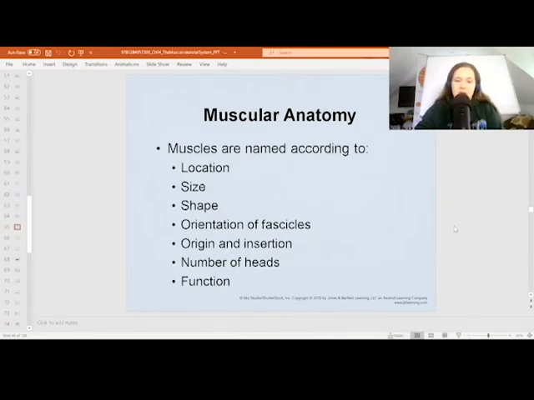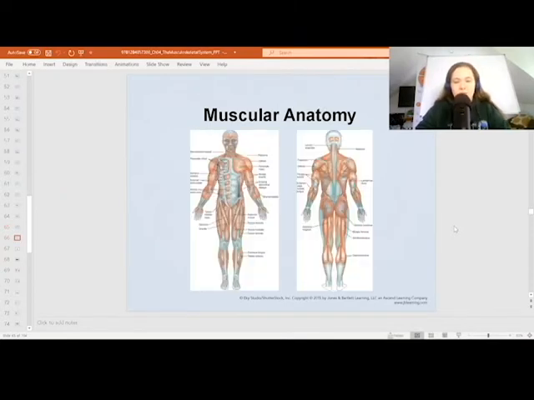Muscular anatomy. There are muscles named according to location, size, shape, orientation of fascicles, origin and insertion, number of heads, and their function. Here we have a few diagrams of muscular anatomy. You might want to take a screenshot.